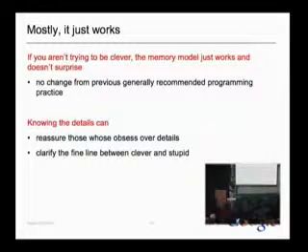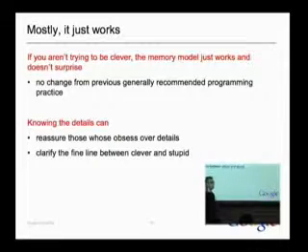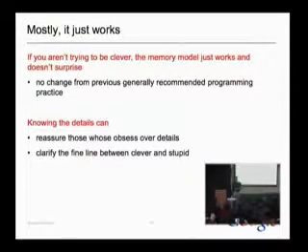Mostly the memory model just works if you lock correctly, if you don't share variables between threads without synchronization, which all of you should be doing, then really nothing has changed here. You don't even basically have to think about happens-before, because you just get the right properties with locking. Knowing the details, though, can also reassure those who obsess over details, like myself, and clarify the fine line between clever and stupid, which basically means that that double-checked locking algorithm, well, somebody thought that was really clever. But it wasn't really clever. It was actually a little bit stupid, because they were being clever but not clever enough.